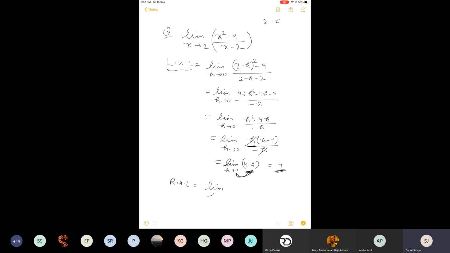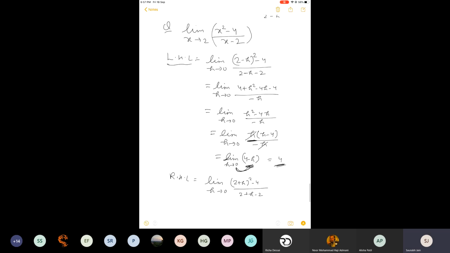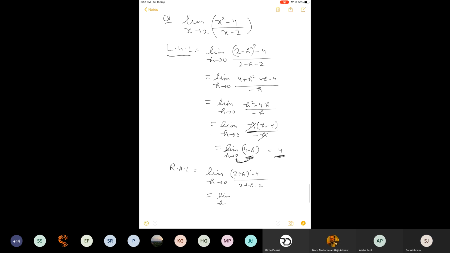For RHL, what do we do? First of all, you will write h tending to 0 and in place of x, what will you use now? A plus h, which is 2 plus h here. Now solve this. If this also comes out to be equal to 4, that will be the answer. 4 plus h square plus 4h minus 4 upon h. This is cancelled. Like the previous step, we can cancel h. So this will be h plus 4.